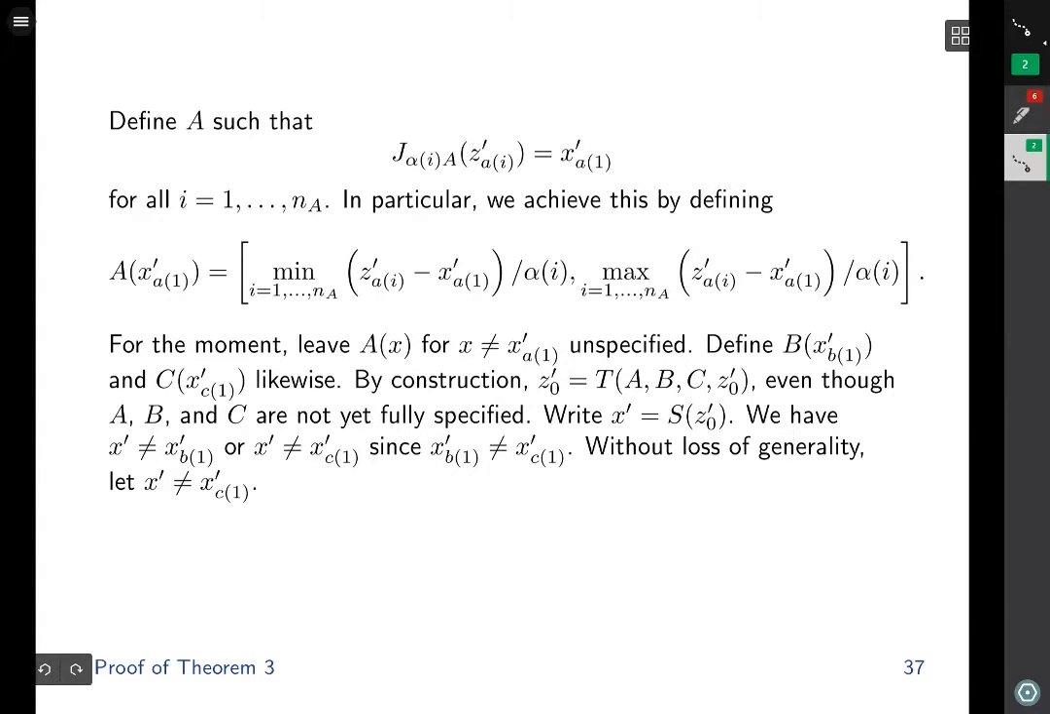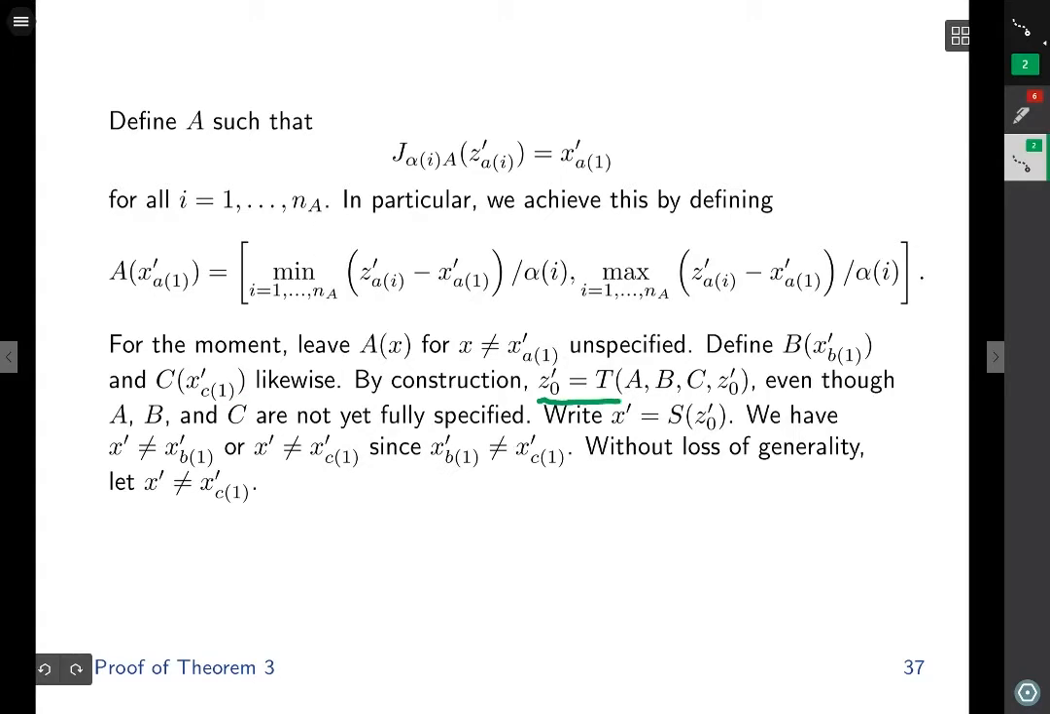Let's define operator A so that the output of the resolvent evaluations with respect to A all come out to be xa1 prime. In particular, we achieve this by defining A to be set valued at the input xa1 prime, with the output set being this interval. For the moment, let's leave A unspecified for the other inputs. Likewise, define operator B to be set valued at the input xb1 prime, and likewise define operator C to be set valued at xc1 prime.